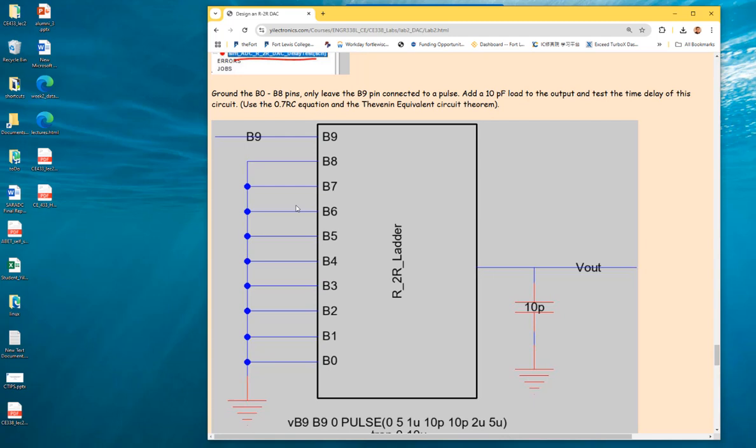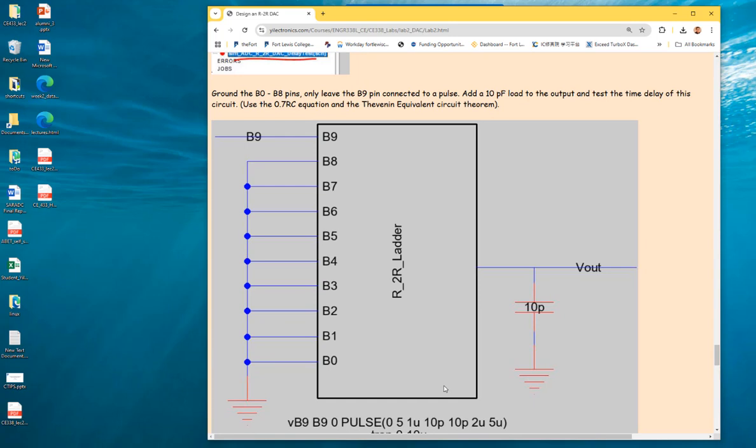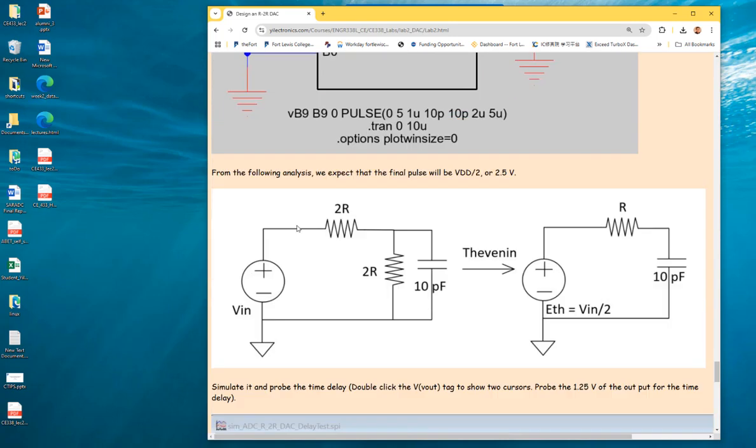Why I'm grounding all the other signals, but only leaving B9 for a signal, so receiving a pulse. Yes, yeah, that's right. So I'm not using all the rest of the circuits, right? I'm grounding all of them. So if I'm giving 0 to all the other bits, it's contributing zeros. So basically, it's not doing anything, right? You can do all these parallel circuits and eventually convert it to just 1R, right? So it becomes this, right? If you ground all the other signals, it eventually becomes this.